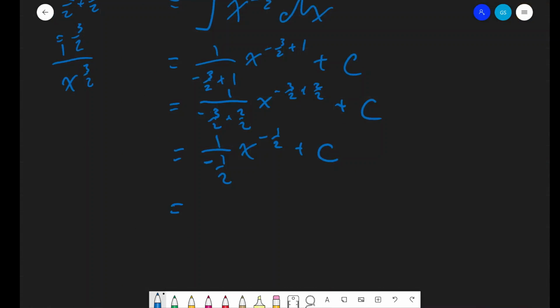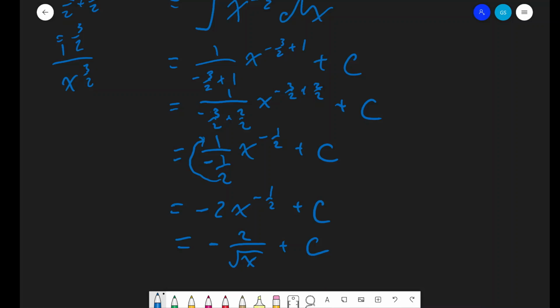Now, if you remember some algebra from grade 9, you realize that if your denominator is a fraction, this guy can just go up top, right? So that gives you -2x^(-1/2) plus c, or in the simplest form, -2/√x plus c.